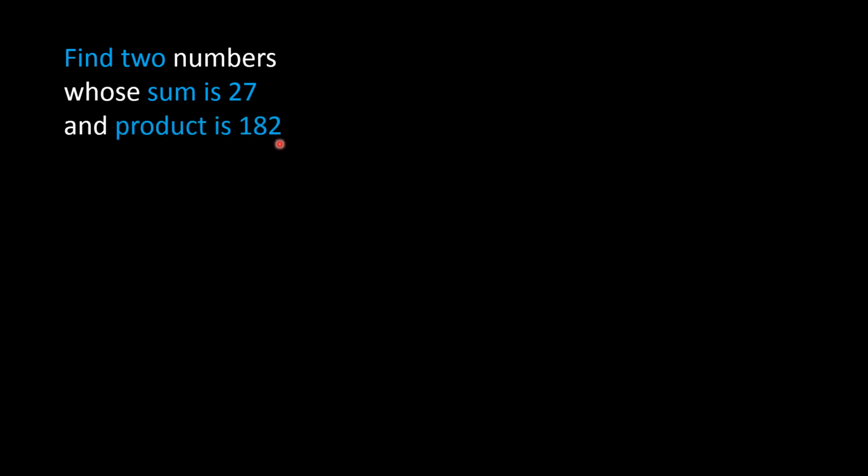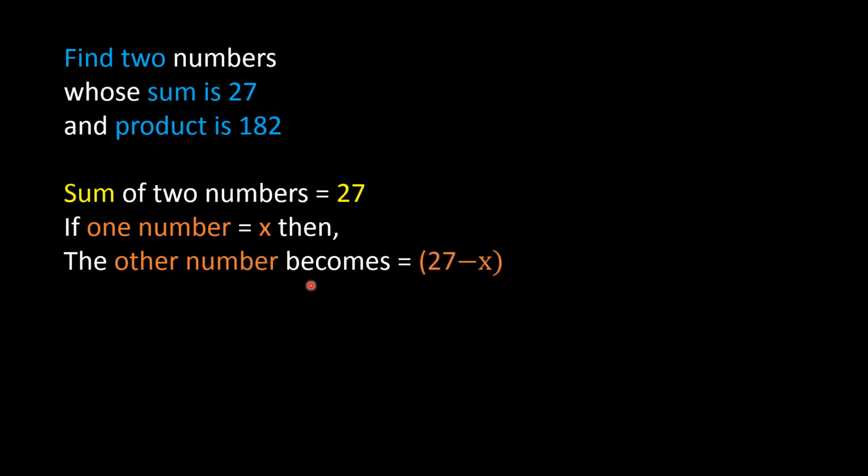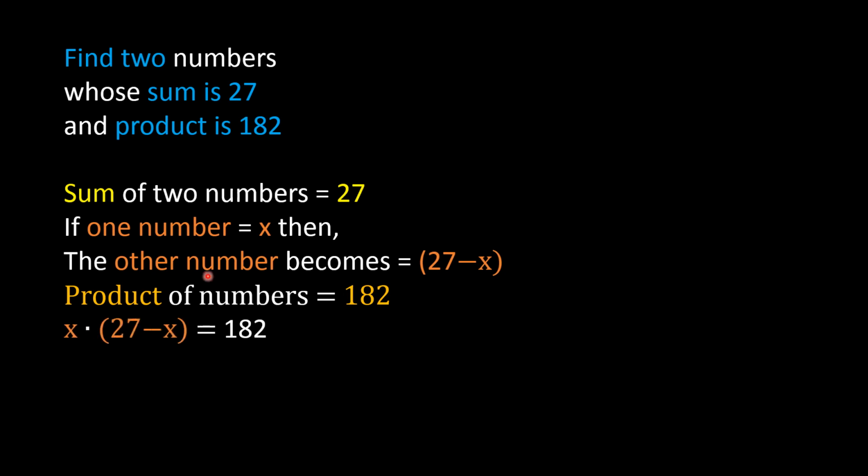Next, find two numbers whose sum is 27 and product is 182. Sum of the two numbers is given to be 27. If one number is x, then naturally the other number will be 27 minus x. Product of the numbers is given to be 182. So x multiplied by 27 minus x equals 182.